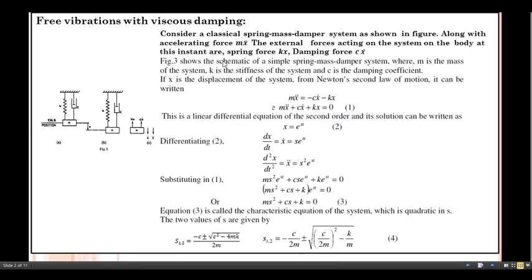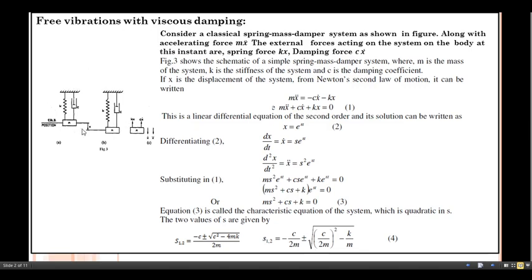For that, consider a classical spring mass damper as shown in figure. When we pull this system in the downward direction, the system will displace by this distance x. At the same time, if you look at this, this is the displaced diagram of the spring mass and damper system.